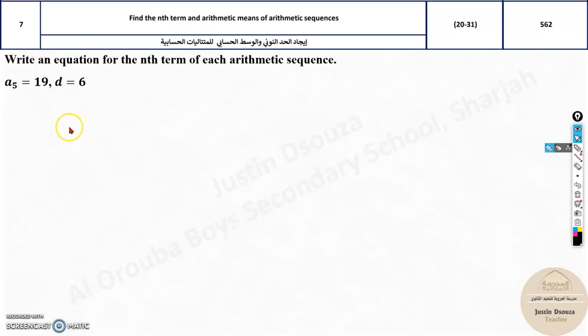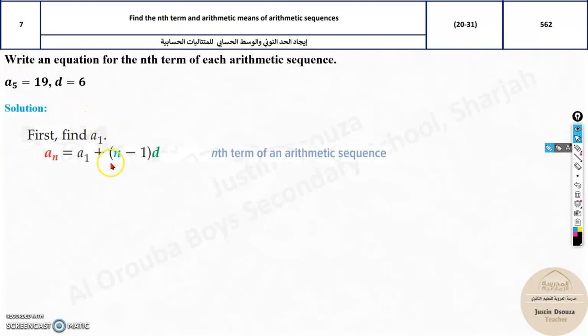There are many ways to solve. Now this is the first thing. To find a1, use the formula. Whatever you know, substitute. You know a5 is 19. First term is unknown. N is 5 and d is 6. So all you're doing is substituting them. 19 equals a1, the first term, plus n is 5 because over here it's mentioned, minus 1, times d is 6.